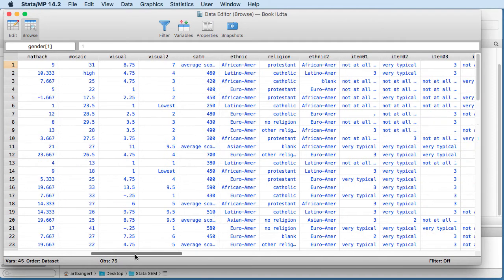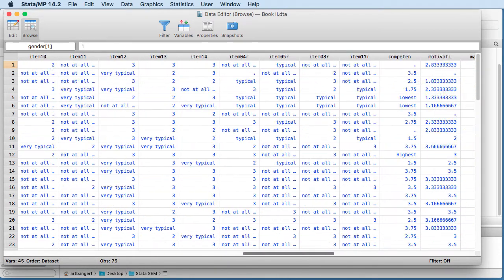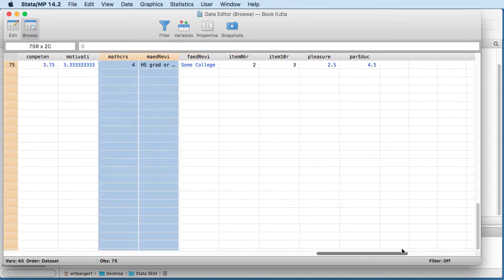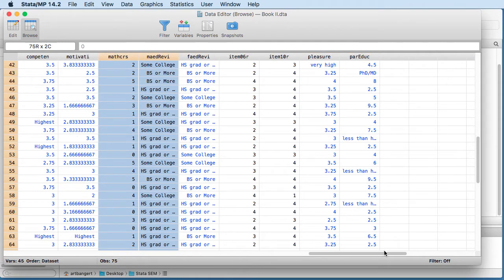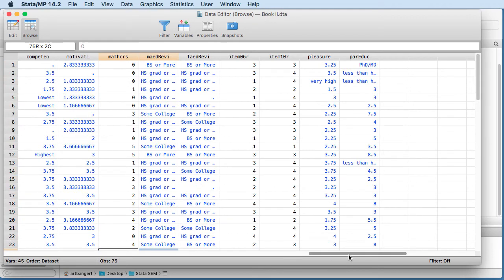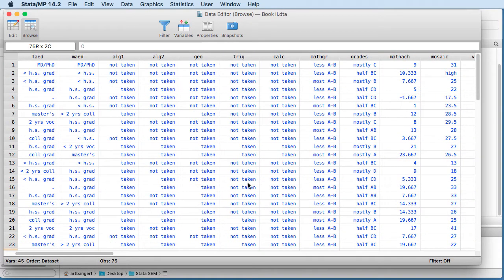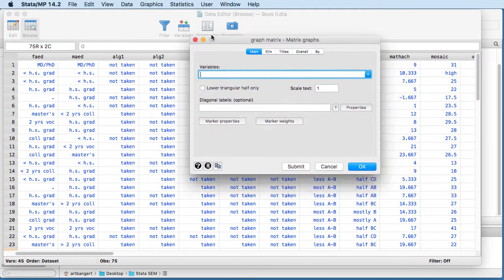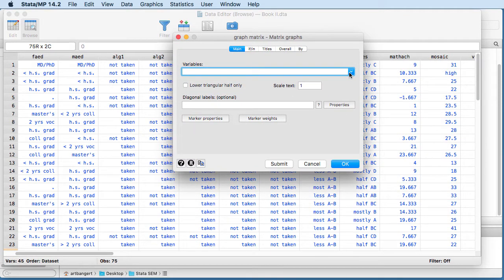motivation and parents' education as our independent variables. Now, one of the assumptions of multiple linear regression is that the variables in the analysis are linearly related. One way that we can examine this is to produce a scatter plot that gives us a visual idea of how these variables relate to one another in a linear fashion.